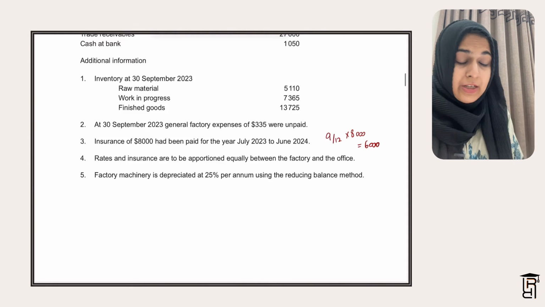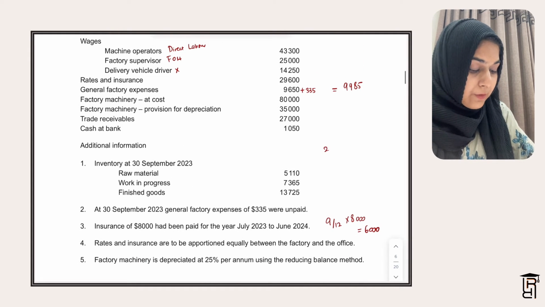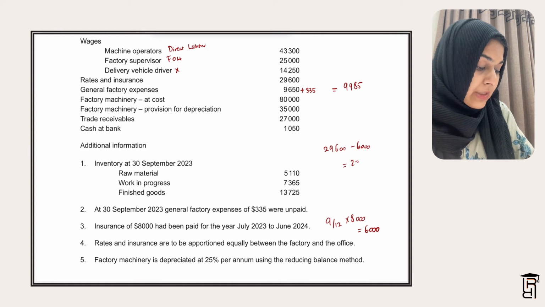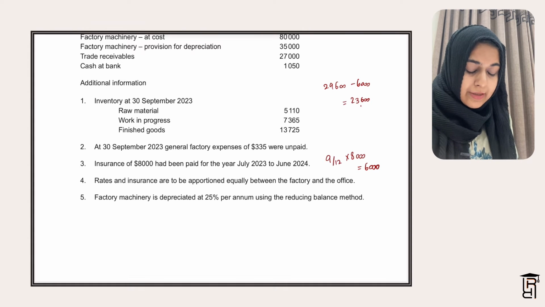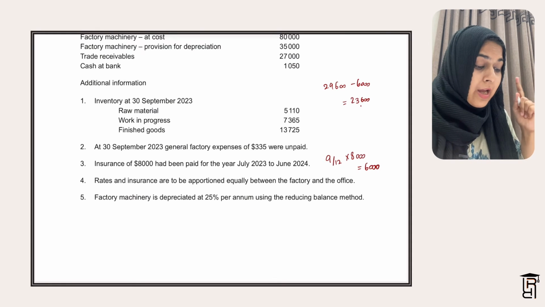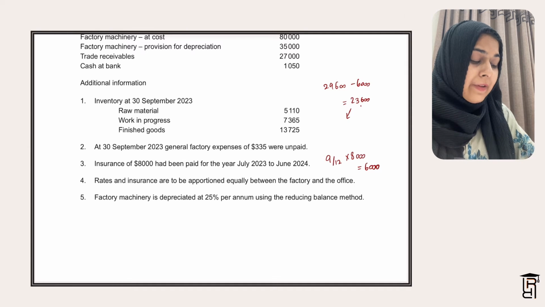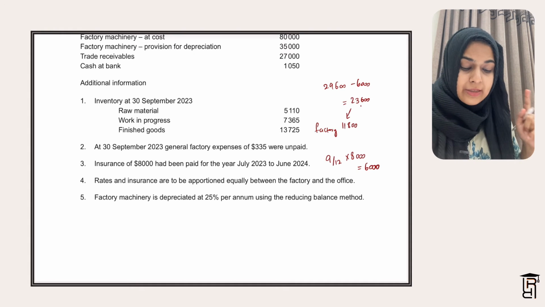So 6,000 is prepaid. So what we'll do here is we'll subtract that from rates and insurance. So we have rates and insurance of 29,600, and you subtract 6,000 from this. So you get here 23,600. In the 4th adjustment, they are saying rates and insurance are to be apportioned equally between the factory and the office. So factory is manufacturing and office is basically the income statement. Income statement will have office expenses, administration, and selling expenses basically. And all factory related expenses will go to the manufacturing account. When you divide this by 2, so factory related expenses will be 11,800, and basically income statement will also have 11,800 for rates and insurance.